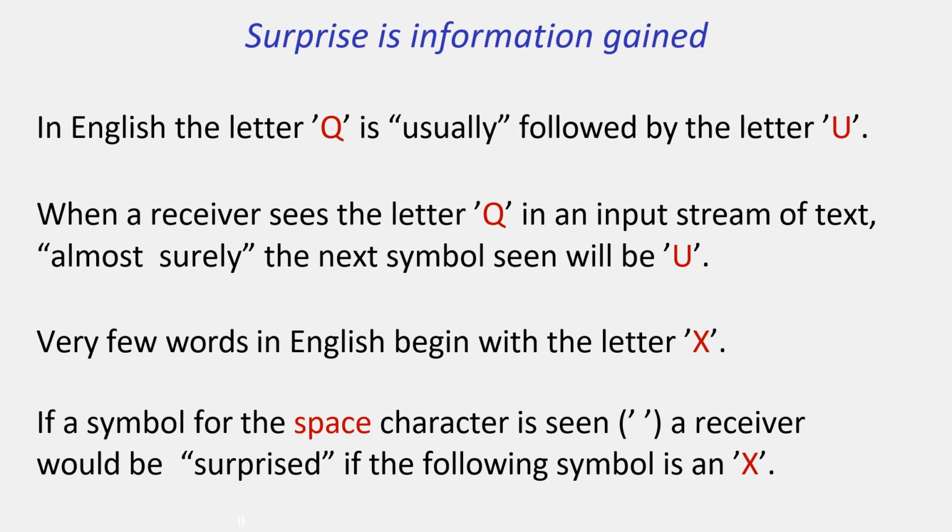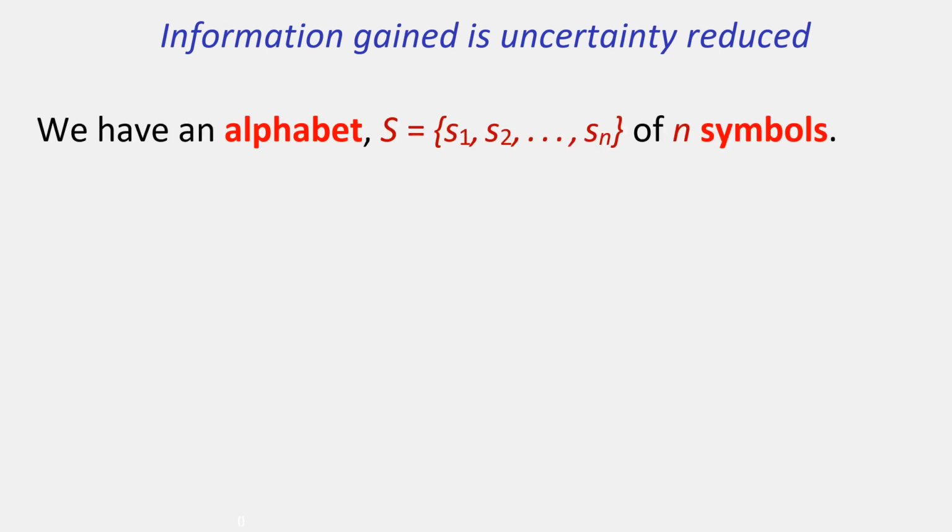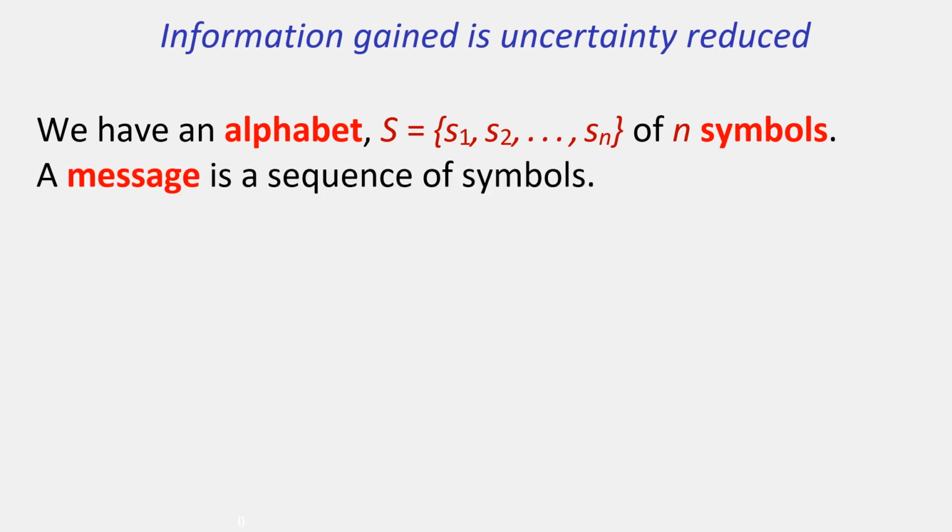So, surprise is information gained. Information gained is a reduction in uncertainty. You are more aware of the background, you feel less uncertain about what the content is going to be. So we can think of an arbitrary alphabet as a set of n symbols, S1 through to Sn. And a message is just a sequence of symbols.